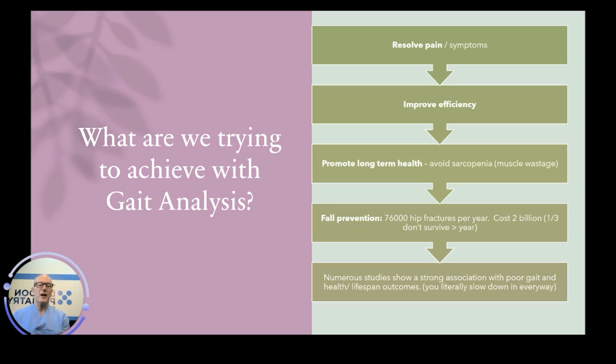When you look at falls, for example, 76,000 hip fractures per year, which is obviously a huge number, and that's a cost of $2 billion to the NHS. And the sad thing, unfortunately, is that about 30% of patients don't really get out of hospital or live more than a year following injuries like that. So we really want to avoid them. We avoid them by keeping our gait efficient.